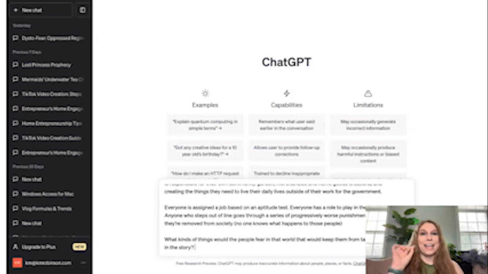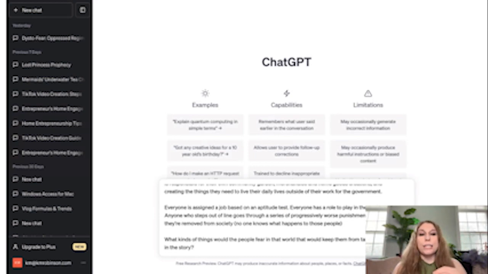So then I give the most important line in this piece of information I'm feeding into it. And this can be as long or as short as you want. But again, the more information and the more detailed information you can give it, the better. I end by saying, what kinds of things would people fear in that world that would keep them from taking action in the story?